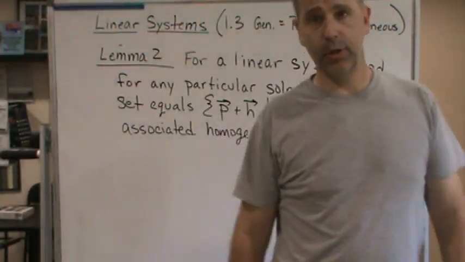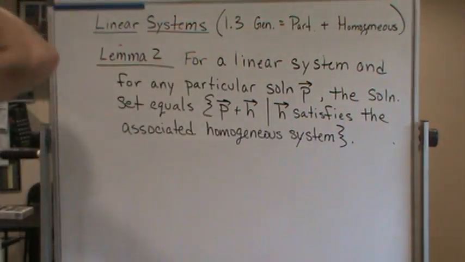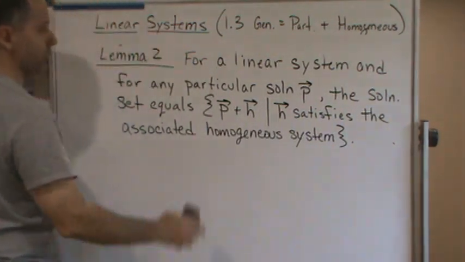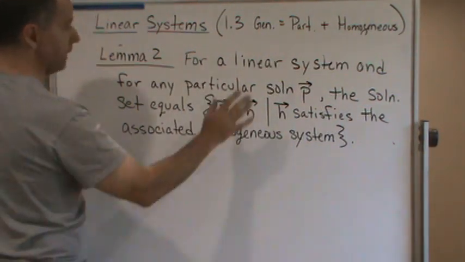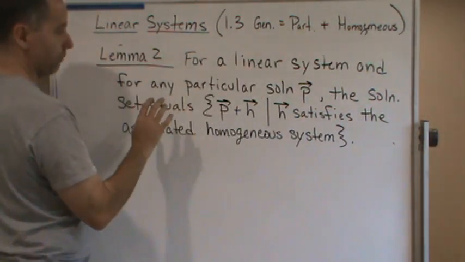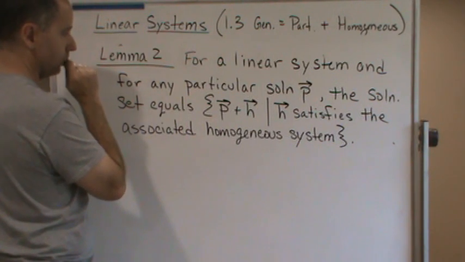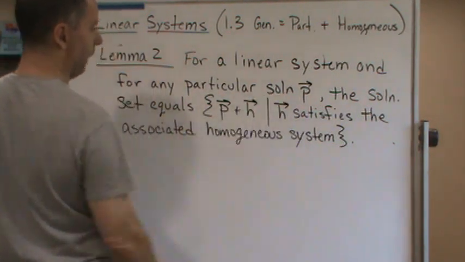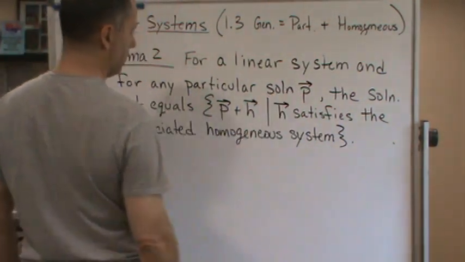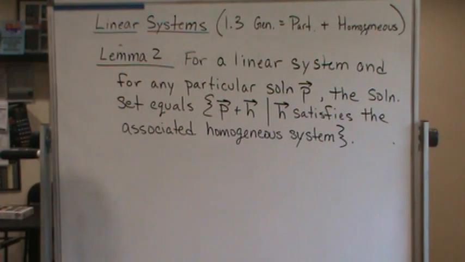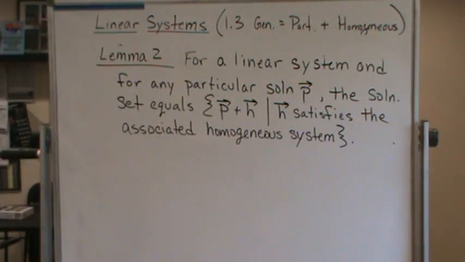Okay, ready? Now we're going to do the proof of this lemma. So let's start with going one direction. We're going to start by saying, for any linear system and any particular solution, the solution set equals this, okay?